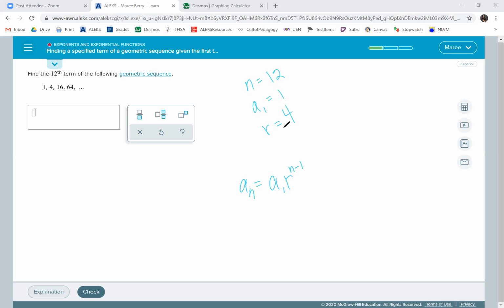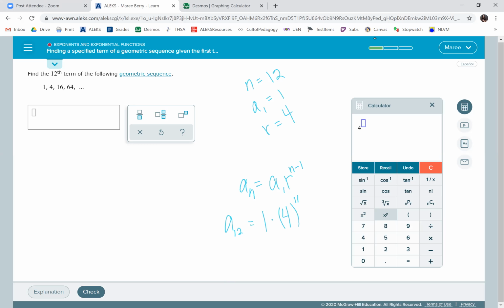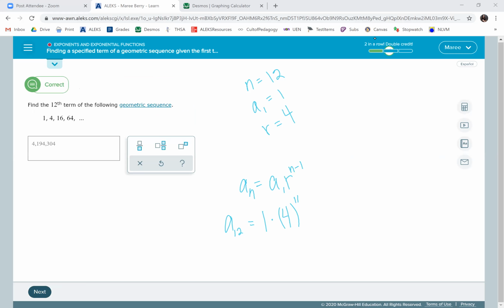Okay, so these are what I need to know to solve the problem. So a sub 12, which just means the 12th term, equals a sub 1, which is 1, times the common ratio, which is 4, raised to the 12 minus 1, or the 11th power. So we're going to do 4 to the 11th power, and we don't have to do times 1 because it just equals that. Whoa, that is a really big number. 4,194,304. Now they really like you to put your commas in here, so I go back 3, back up 3. There we go. And they'll be really happy to have all those commas in there. And that's the end of the lesson.